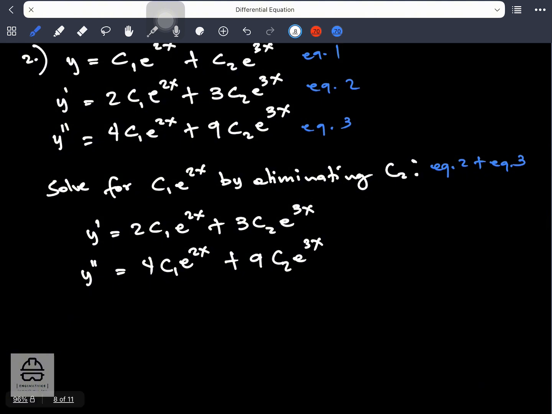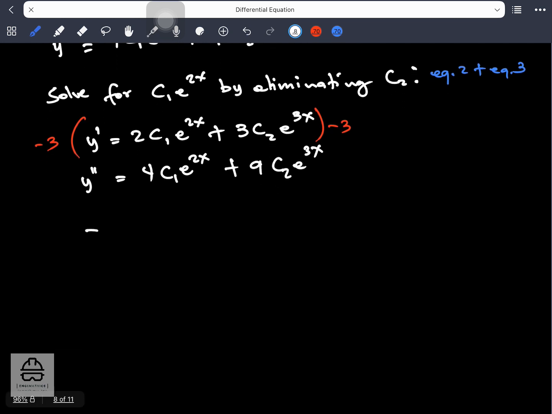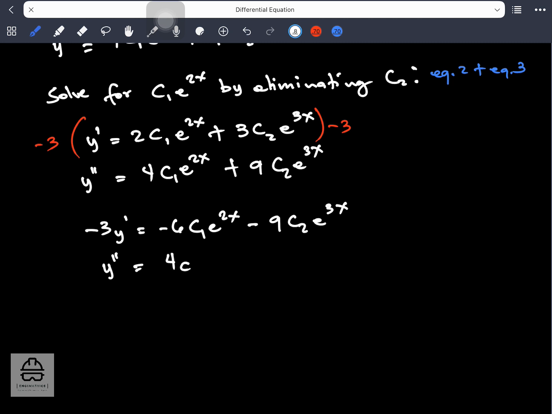Our goal here is to find the value of c sub 1 e raised to 2x by eliminating c sub 2, okay? For us to eliminate c sub 2, we have to multiply by negative 3 on both sides of the equation. So, that would be negative 3y is equal to negative 6 c sub 1 e raised to 2x minus 9 c sub 2 e raised to 3x, okay? Then copy the y prime for the second derivative plus 9 c sub 2 e raised to 3x, okay?